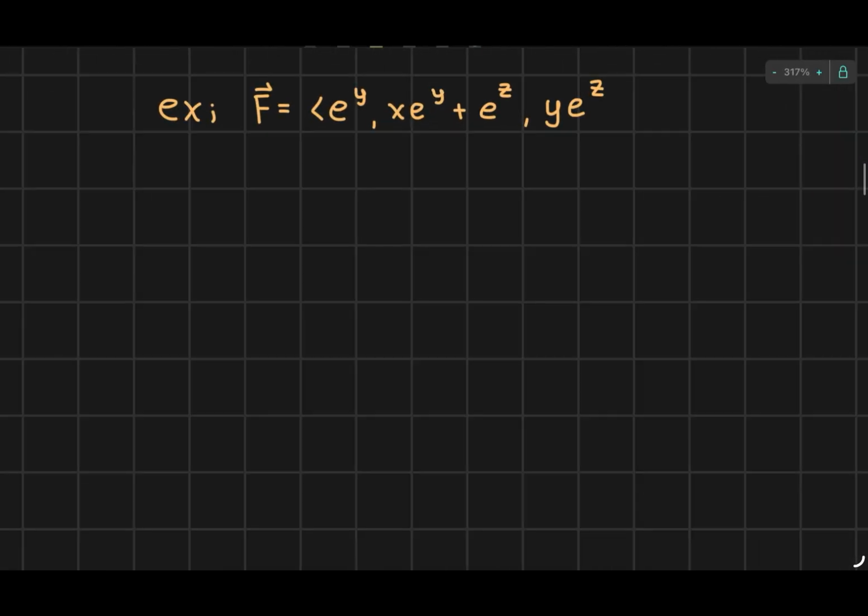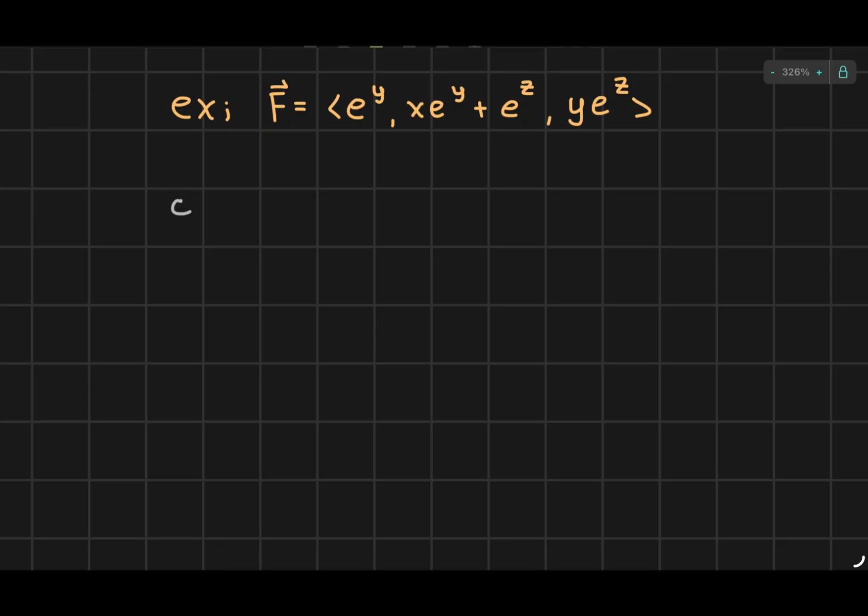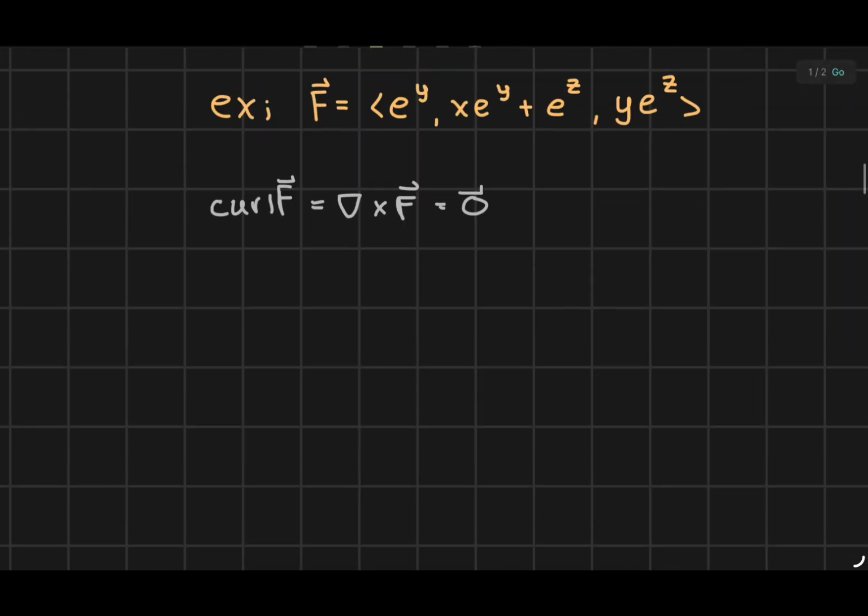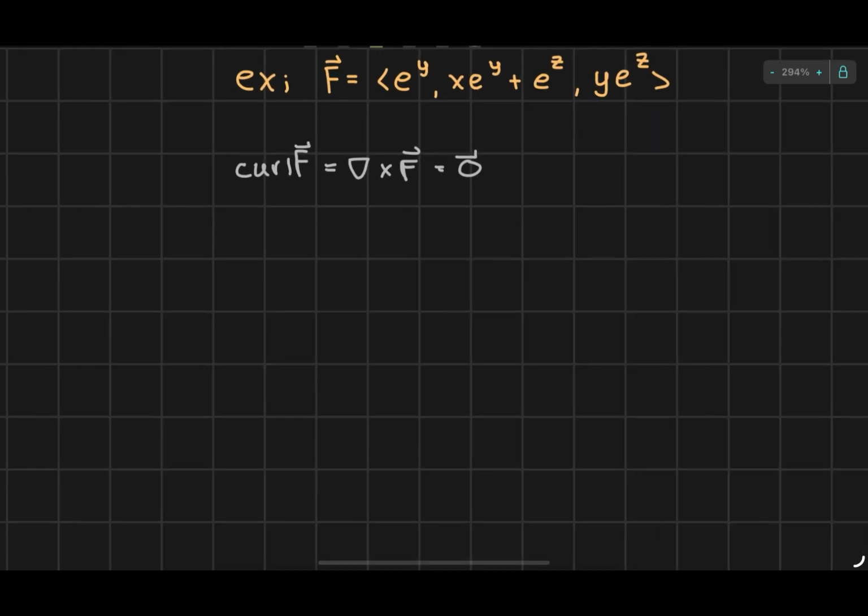Let's go ahead and do one last check here. We're pretty much just practicing with our curl here. For this three-dimensional one, we're going to need a 0 vector for this to be conservative. Similar process. So let's go ahead and make our determinant. I'm actually going to write my f first so that I can space my determinant and my partials correctly. Okay, now I'll write them.